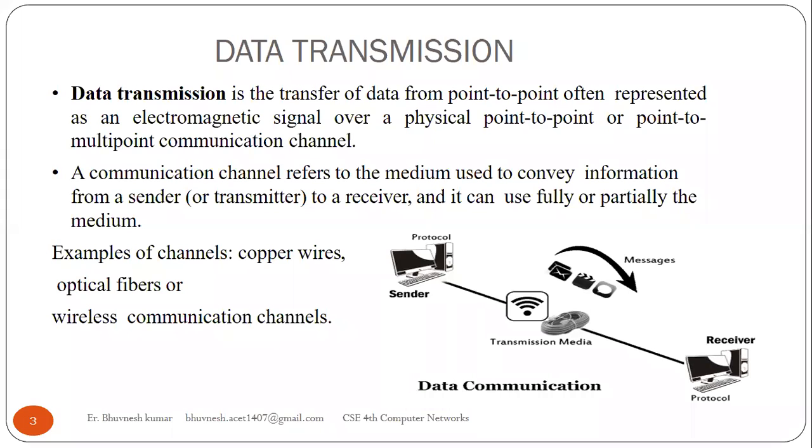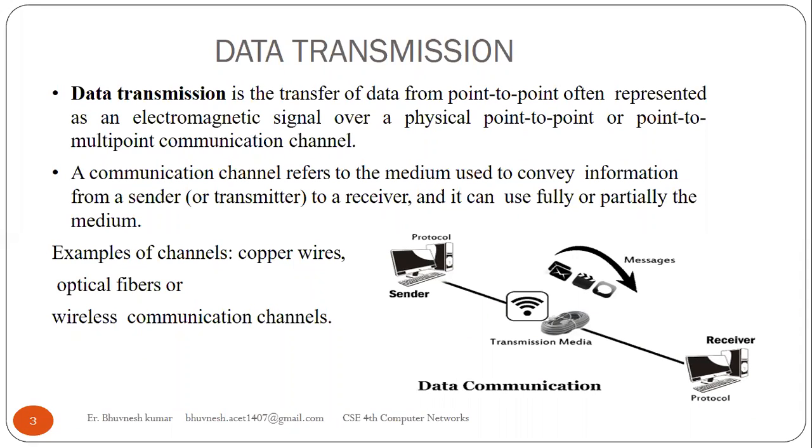If we call an individual person, like a WhatsApp call or a telephonic call, that is point to point communication. We are transmitting data in the form of analog. Our voice is going from the sender side to the receiver side, and in the same way from the receiver side to the sender side. That is data transmission.